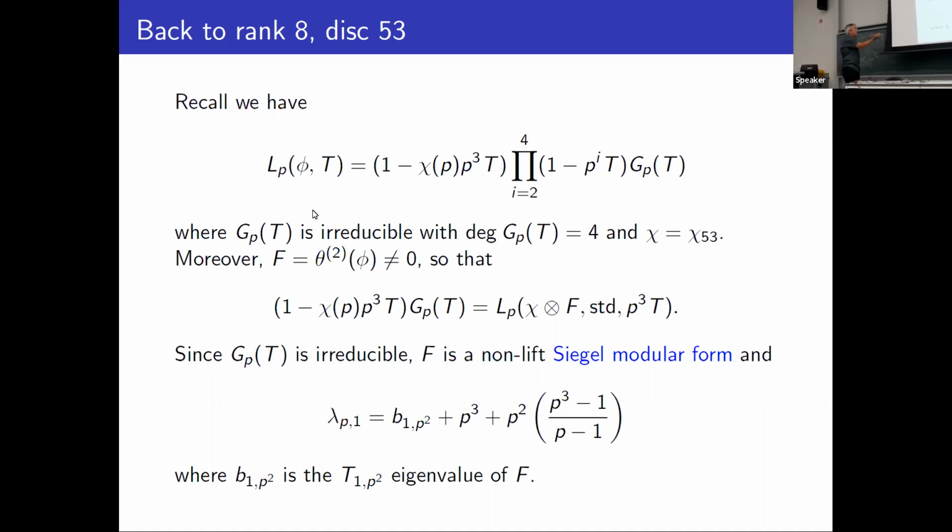And we have this following relation between the eigenvalues. And the nice thing here is that we don't know of any other method to produce this Siegel modular form with non-trivial character. So we only know it exists because of this computation.